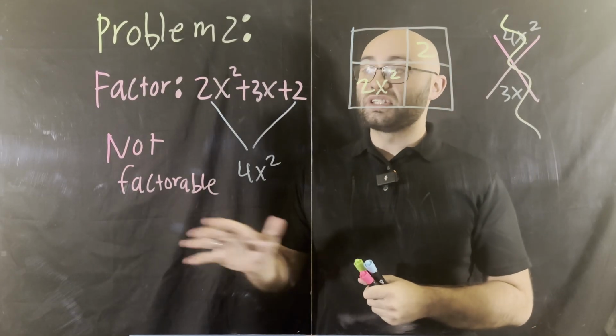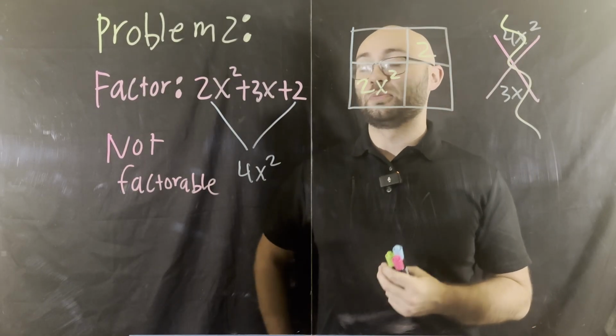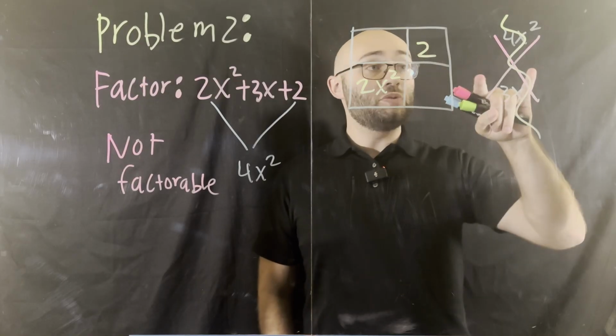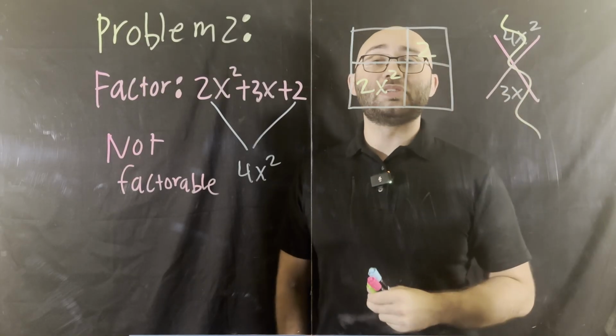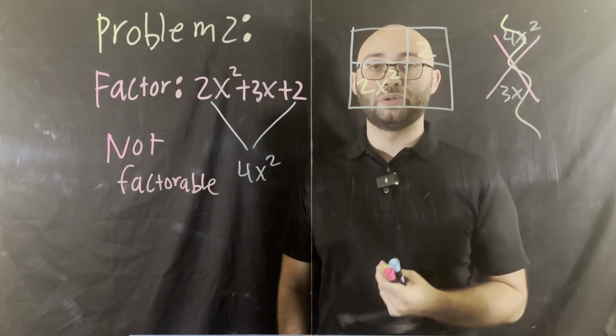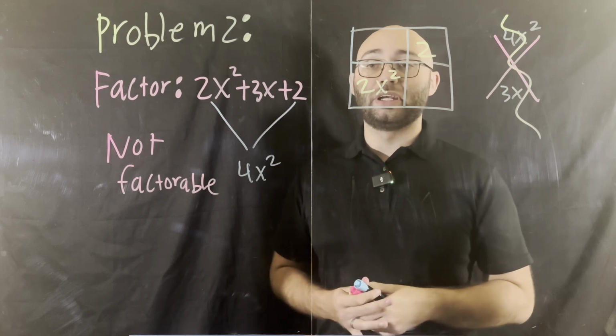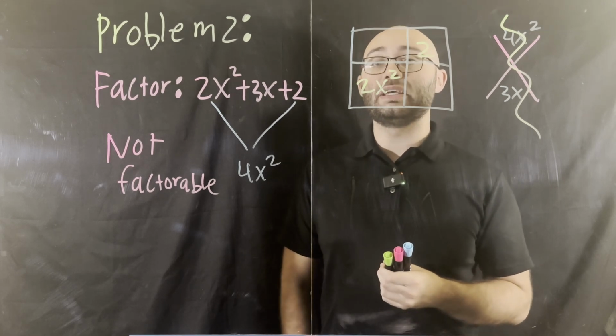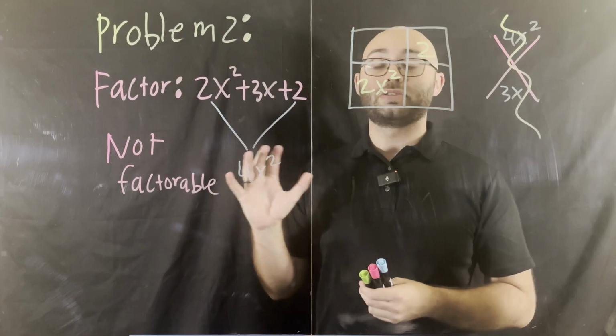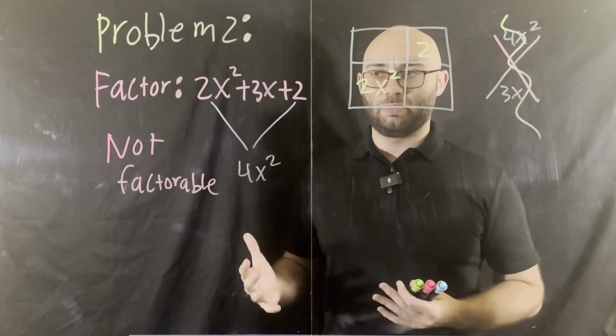So I need to be careful with this idea of things not being factorable, because there are two numbers that work here, but they're going to be super ugly numbers. They're not going to be nice whole numbers. And when we're factoring, the whole point of factoring is to make it easier to work with. We don't want to make it more complicated.